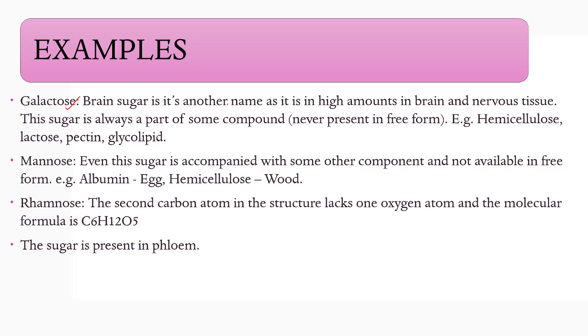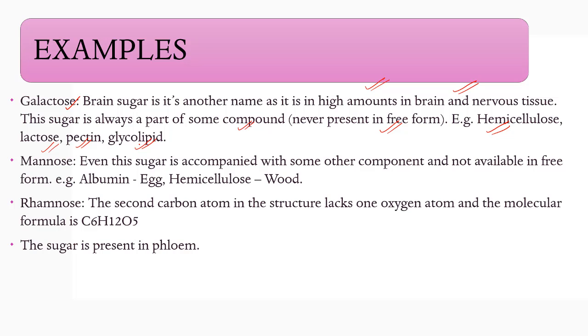Galactose is the brain sugar. It is another name given to galactose, brain sugar, because it is utilized in high amounts in brain and nervous tissue. This sugar is always a part of some compound, never present in free form. Like hemicellulose, lactose, pectin, glycolipid. So galactose is also this brain sugar. It is always found attached to some other compounds. It never exists in free form. Example: hemicellulose, glycolipids, pectin, lactose.